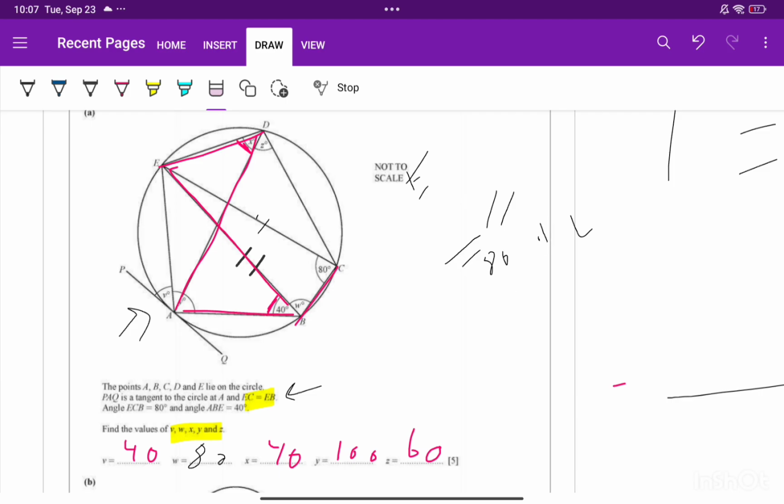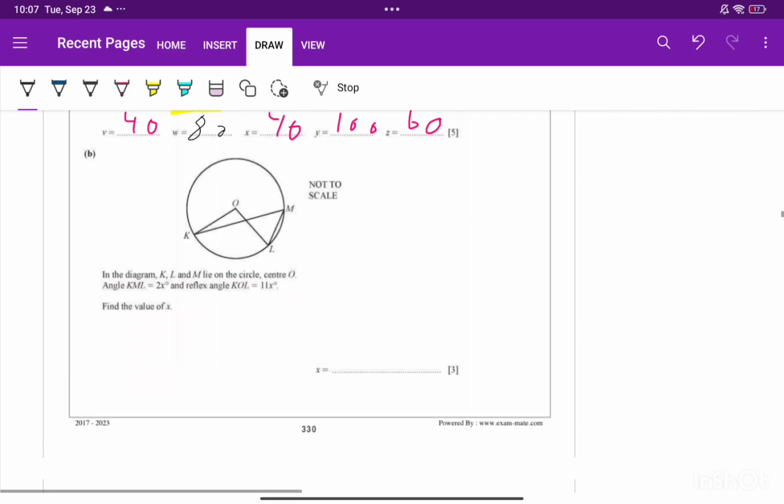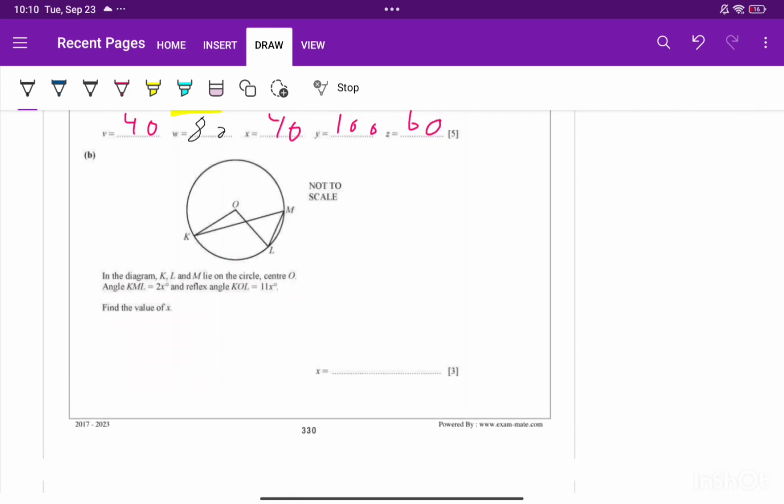Let's erase these all. Let's move to part B. In the diagram, K, L, M lie on the circle, center O. Angle KML is equal to 2x and reflex angle KOL is equal to 11x. Find the value of x. A reflex angle is an angle which is greater than 180. So this will be reflex angle KOL, which will be 11x, as this is covering the major part of the circle, and KML will be 2x. So we have to find the value of x.